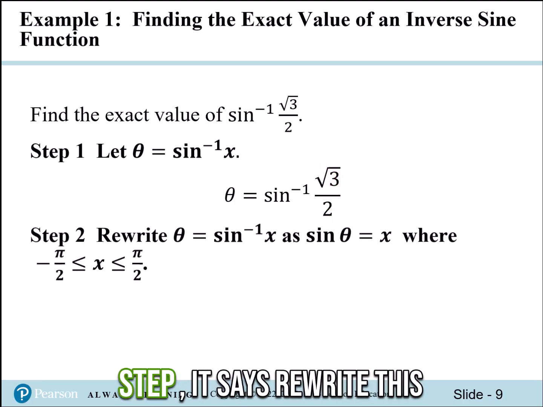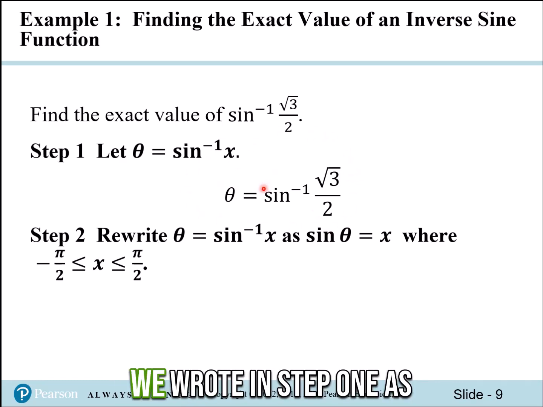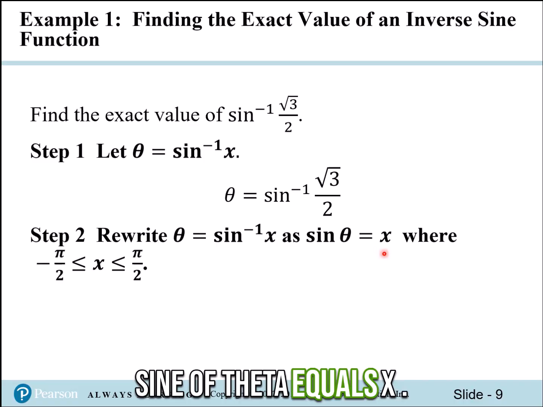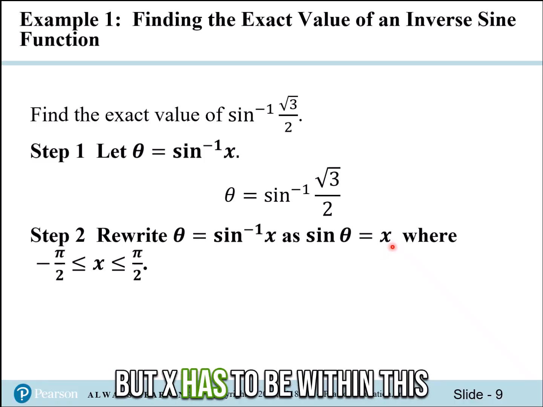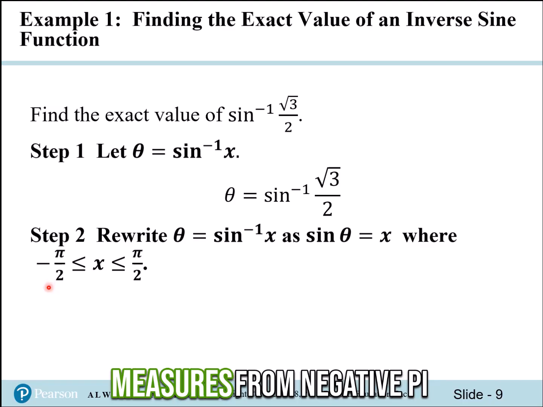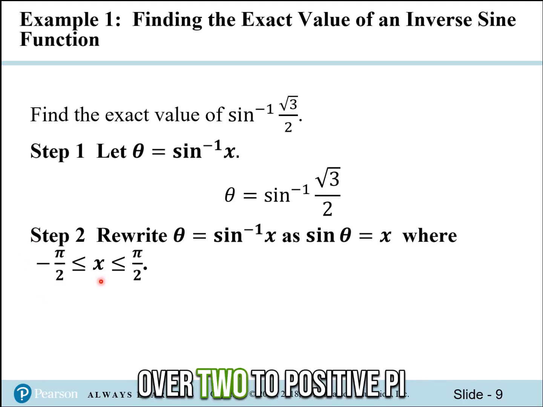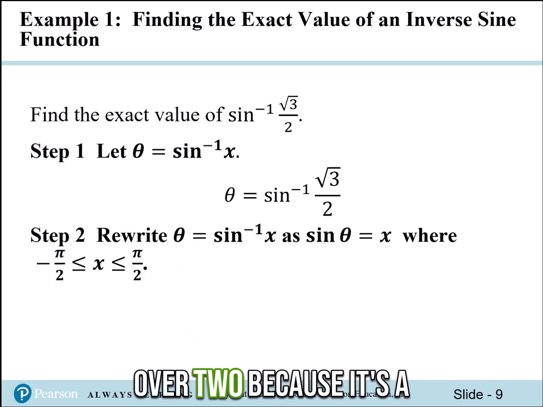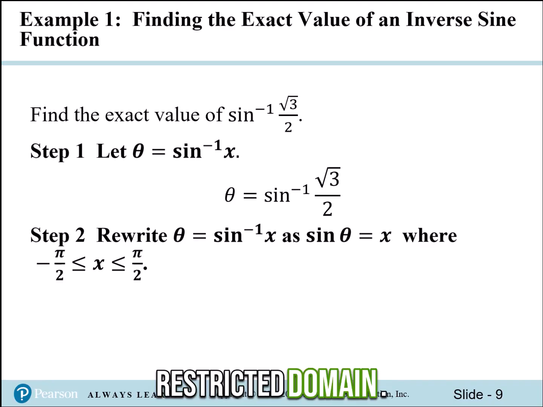In the next step, it says rewrite this form of the equation that we wrote in step 1 as sine of theta equals x, but x has to be within this interval of angle measures from -π/2 to +π/2 because it's a restricted domain, correct?